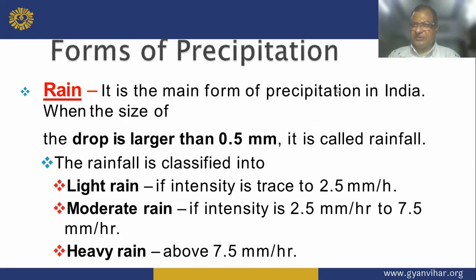Form of precipitation. Rainfall is the main form of precipitation in India, when the size of the drop is larger than 0.5 mm. So it is called rainfall. The rainfall is classified as light rain, moderate rain, and heavy rain.